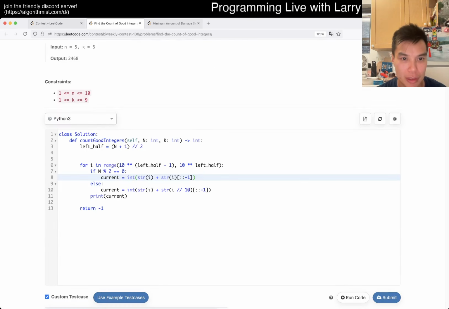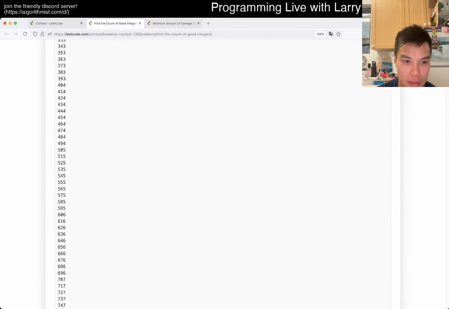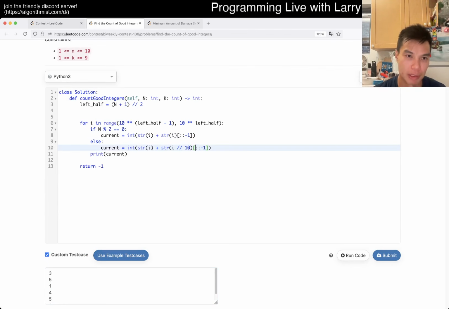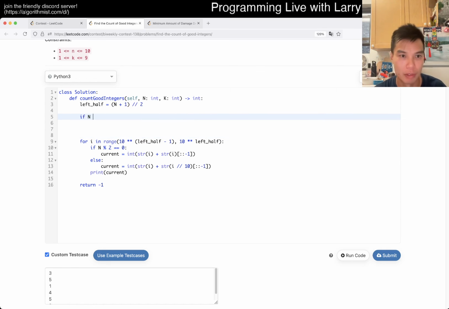Okay, for n is equal to 1, then we have 1 digit, so we have left half. Okay. And then if n is odd, then we have so this is 0, but that's because n is equal to 1. Okay, well, if n is equal to 1, we just special case it, I think.